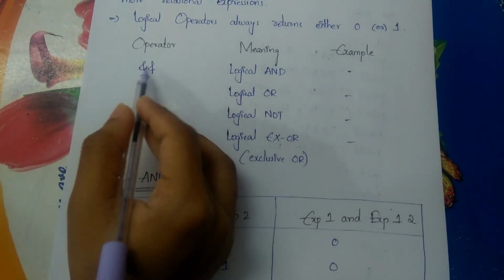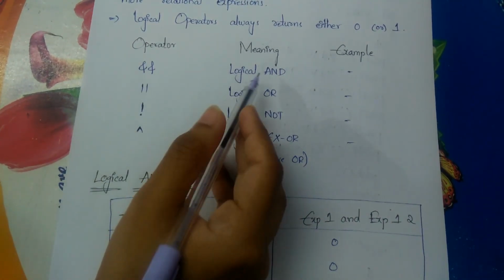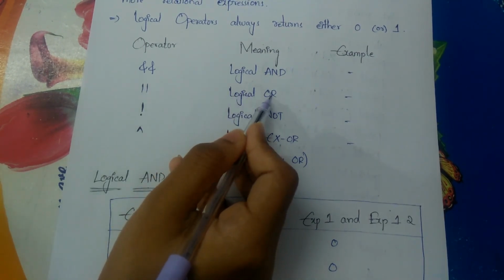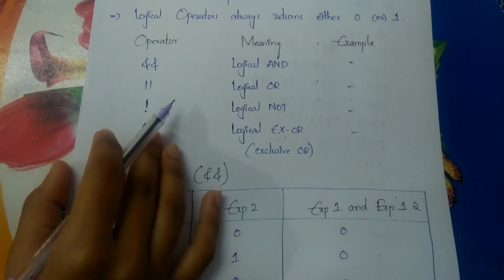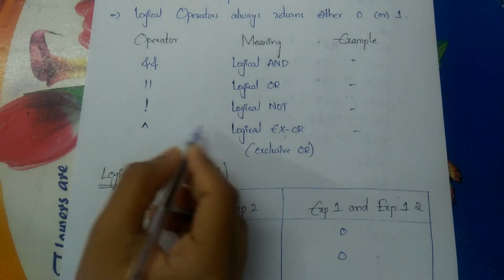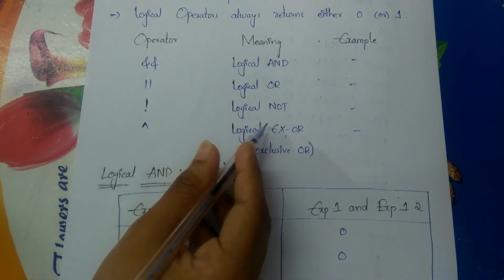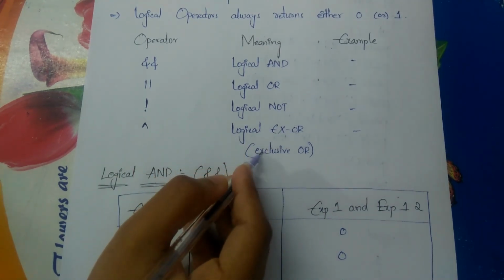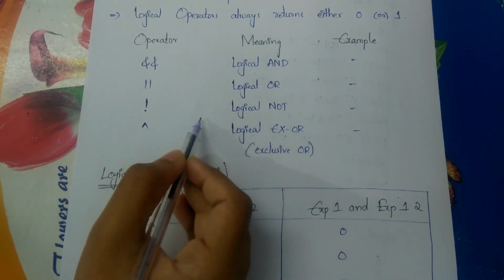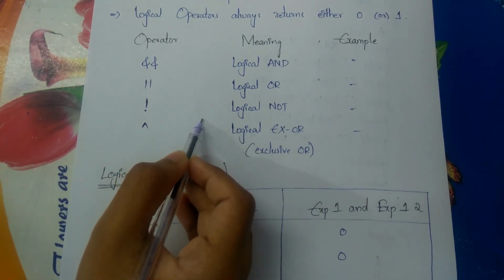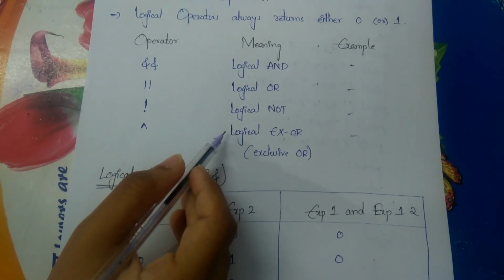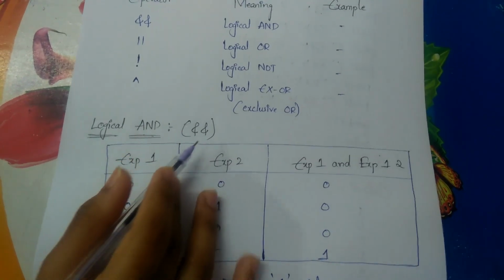This is two ampersand symbols, which means the logical AND; two vertical bar symbols, which means the logical OR; an exclamation mark, which is for the logical NOT; and this caret one, which means the logical XOR. We can also call it the logical exclusive OR. So these are the four operators which we use as logical operators, and we shall discuss all these operators one by one along with examples.